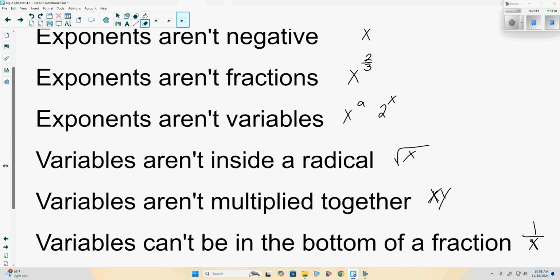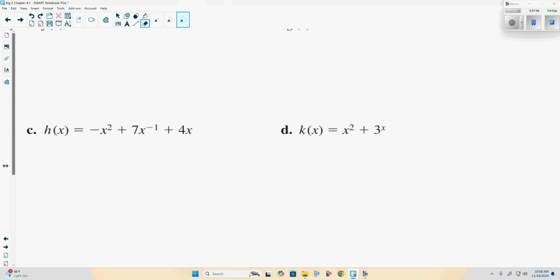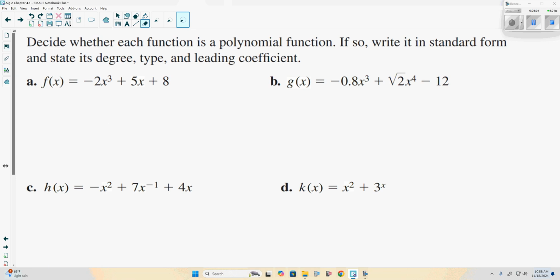Questions on these here? All right. So let's look at these examples here. So the first thing is decide whether each function is a polynomial function. If so, write it in standard form and state its degree, type, and leading coefficient. So we want all that there. So if we look at letter A, negative 2x cubed plus 5x plus 8.